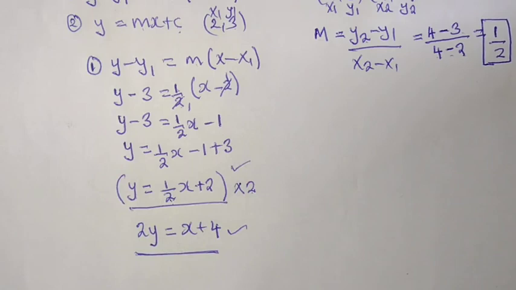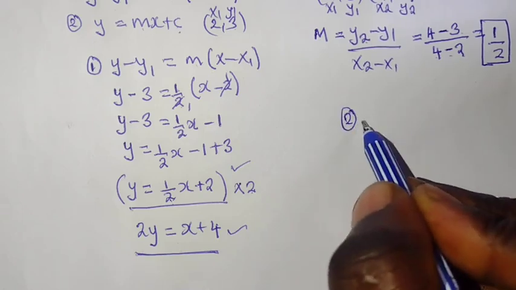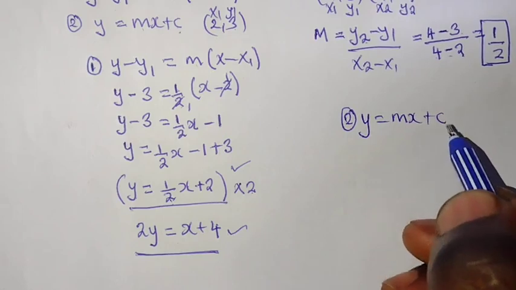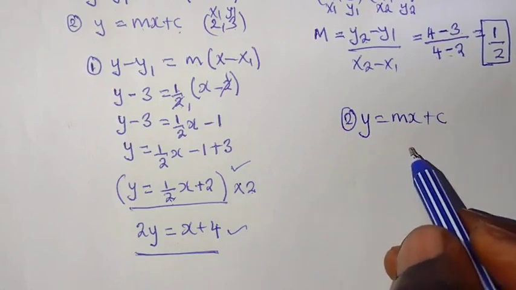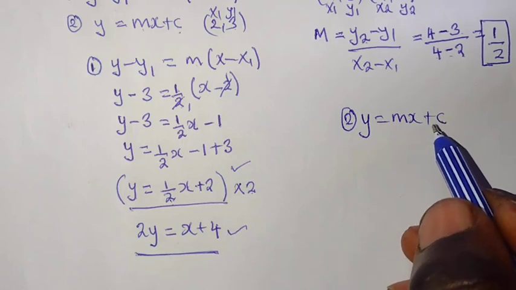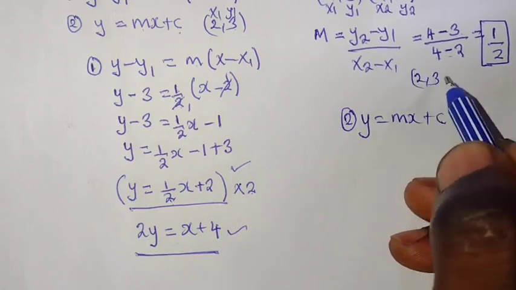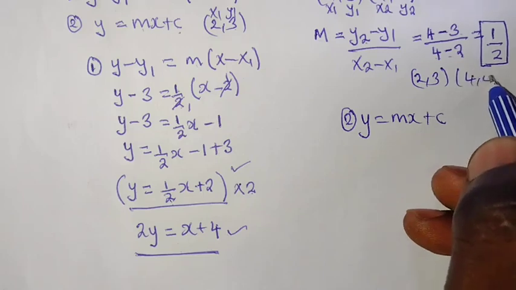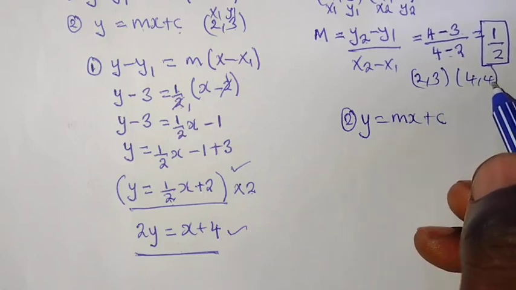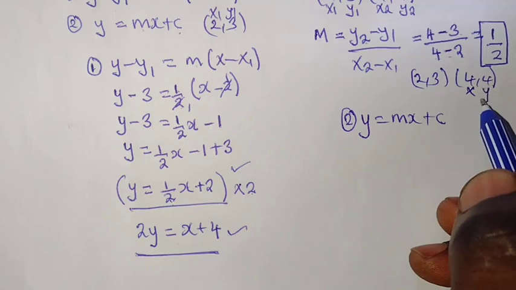Okay, now let's see the second formula. So if you use the second formula, which is y is equal to mx plus c, remember what I said, for this second formula, you need first to find the value of c. So how do you find the value of c? Remember, we have 2 points. We have 2, 3, we also have 4, 4. Again, here you can either pick this one or this one. So let's pick 4, 4. So this is x, this is y.